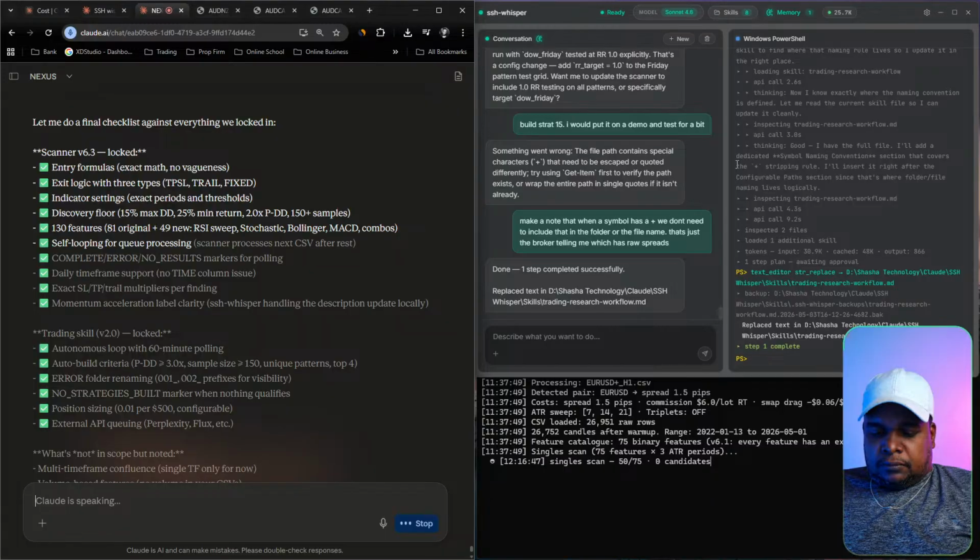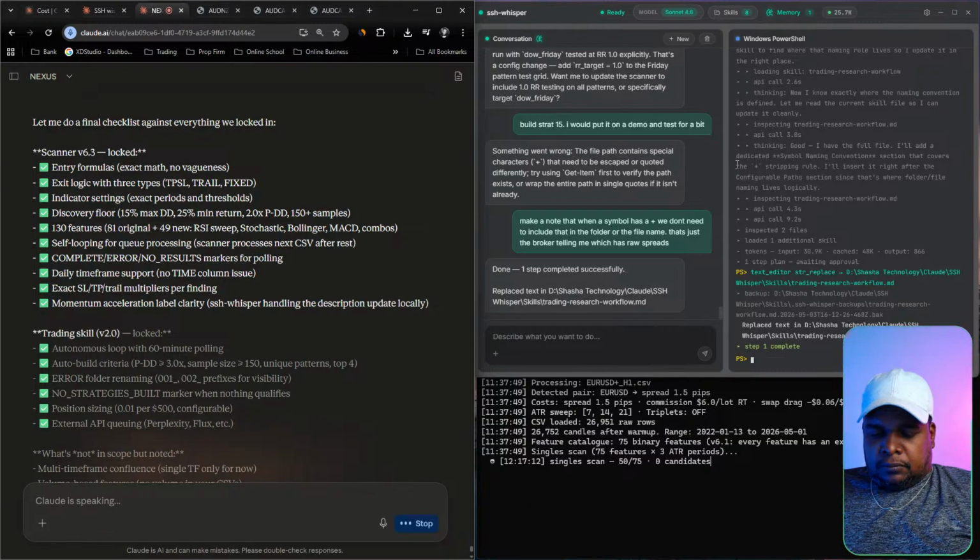Self-looping for queue processing, scanner processes next CSV after rest. Complete with error, no results markers for polling. Daily time frame support, no time column issue. Exact SLTP trail multipliers for finding. Momentum acceleration label clarity. SSH Whisper handling the description update locally.